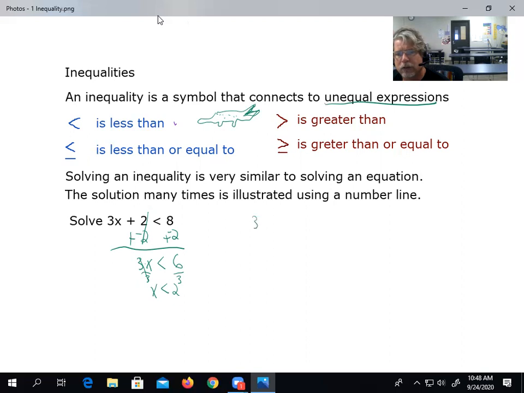So if I want to test this, 3x plus 2 is less than 8. If I want to actually verify that that's true, I can pick a number less than 2. Well, 1 is less than 2. So if I test it with 1, I should get a true statement. So 3 times 1 plus 2 should be less than 8. 3 times 1 is 3, plus 2 is going to be 5. 5 is less than 8, so that is true. That confirms that our inequality is correct. So any number less than 2 would satisfy this inequality statement.